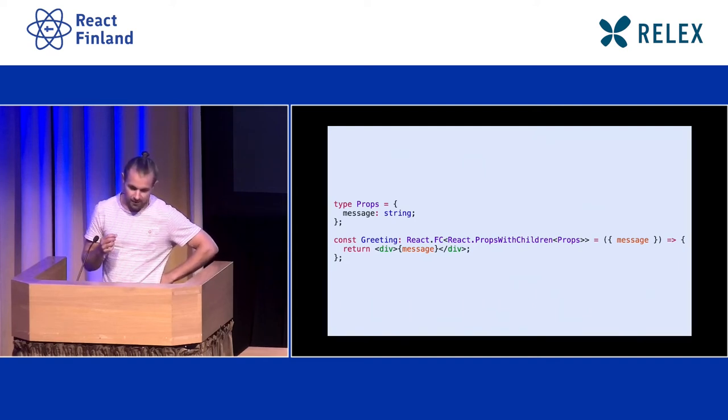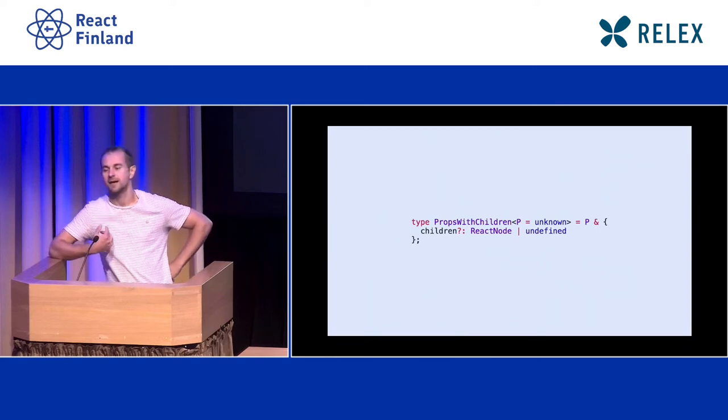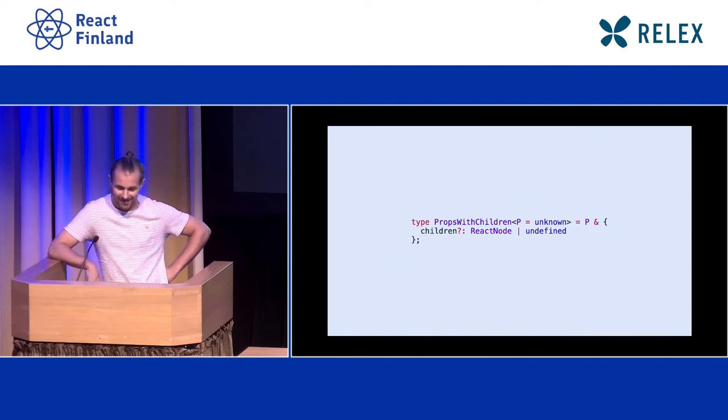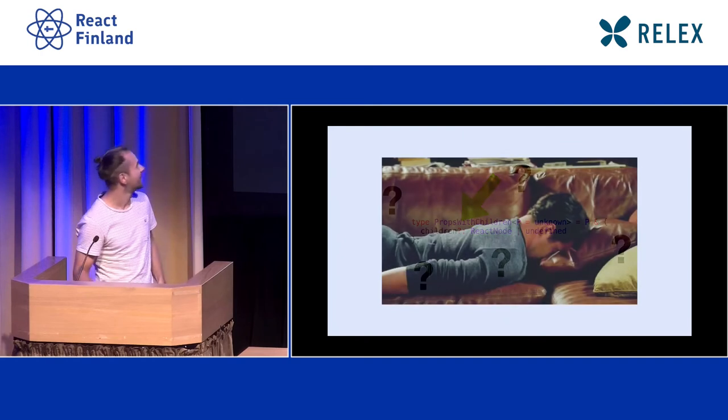And what they're doing with this is they're adding back children, because here it says props with children. So I was like, wait a second, in my greeting component, which is not using children, what do you mean? So I looked into props with children, what does it do? And then I felt like, have you learned nothing? There are optional children in there. It's like all these complaints, and we're going back to this. Are you kidding me? So, like, what is going on?